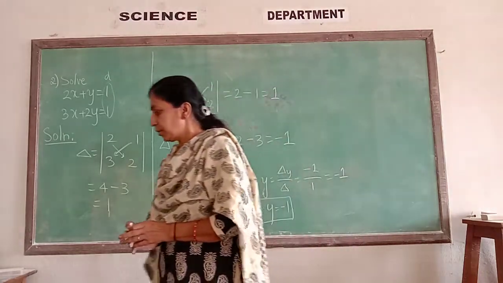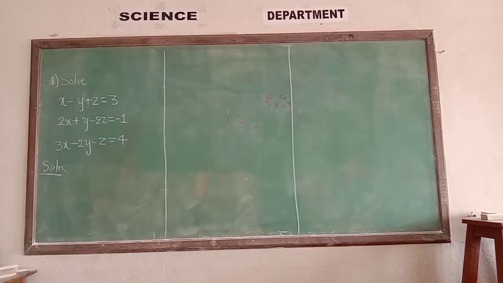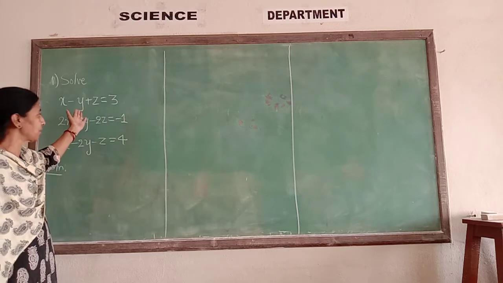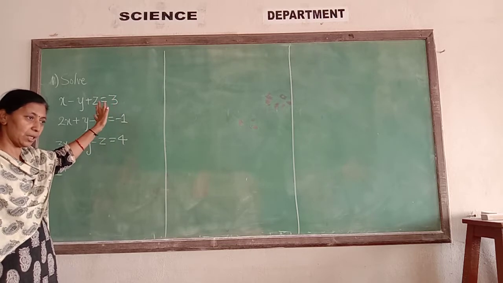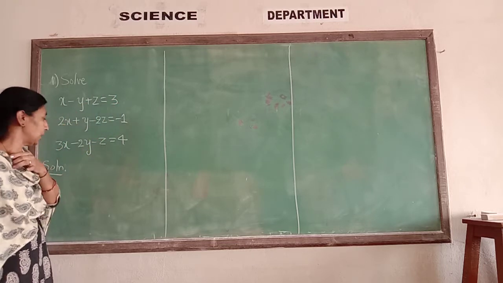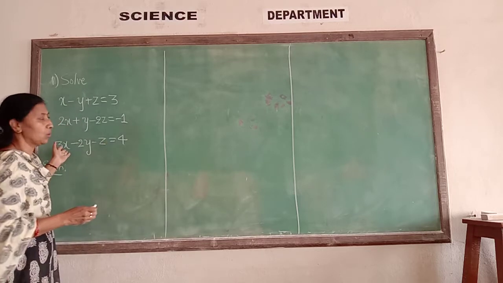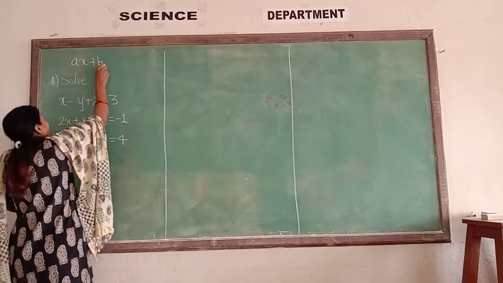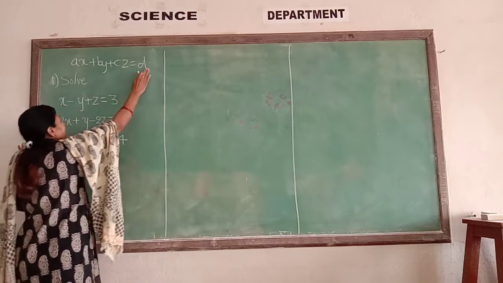Okay. Now let us go for 3 variables. We have taken one more sum here, to find the 3 variables x, y and z by the determinant method or by Cramer's rule. Both mean the same here. First you have to check whether the given equation is in the standard format or not. What is the standard format for 3 variables? ax plus by plus cz is equal to d, where d is a constant.